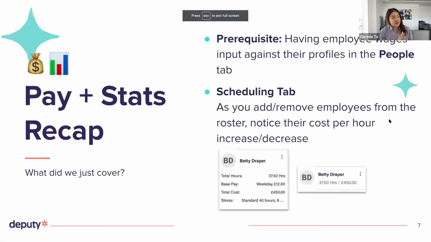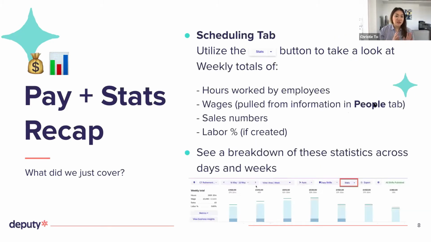Within the pay and stats area, first of all, we went over the prerequisite of having employee wages set up in the People tab, so this information will cascade into your Scheduling tab. We saw that when we added or removed people from the scheduling roster, the costs and their hours either increased or decreased. We took a look at the stats button and saw a weekly total of hours worked, wages, sales numbers, and a labor percentage. That is the total labor cost over total sales. And lastly, we saw a breakdown of these statistics across days and weeks in their stats panel.